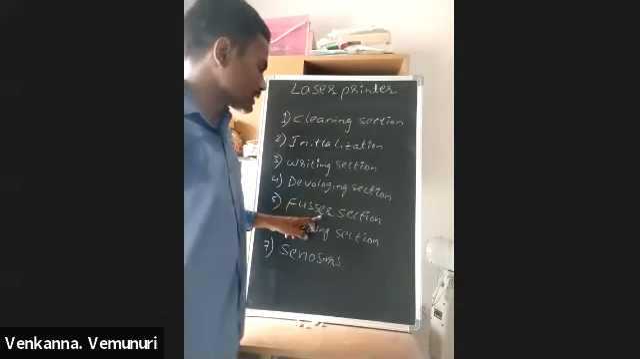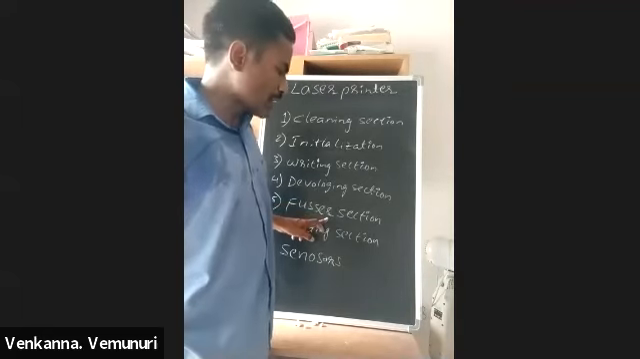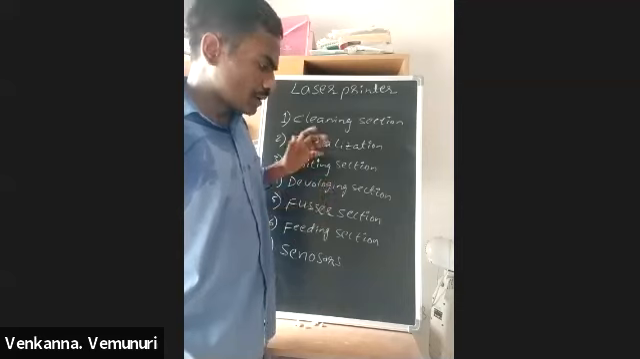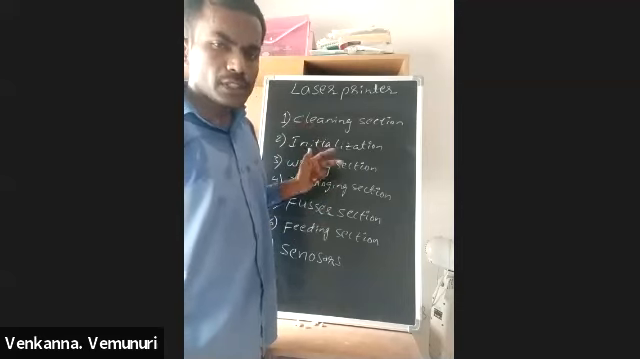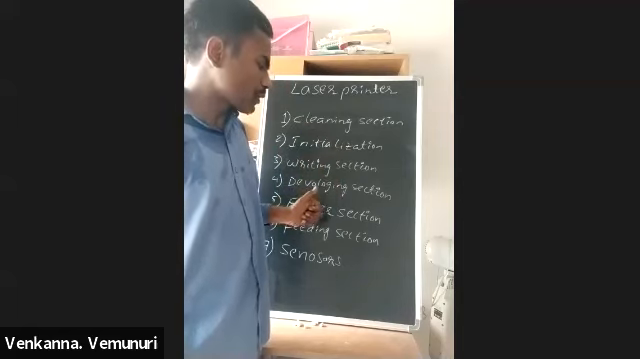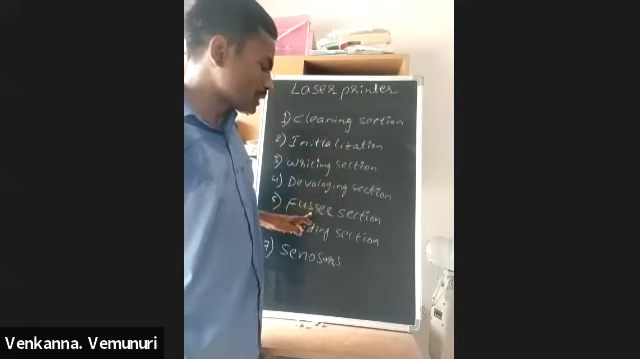Next, fusor section. In this fusor section, the main components are the Teflon sleeve roller, heater, one thermistor and pressure roller. These are the main components in the fusor.